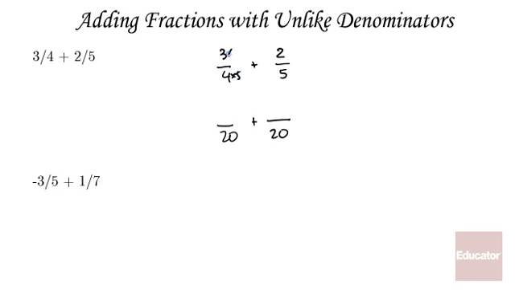So 4 times 5 is 20, so 3 times 5 is 15. 5 times 4 is 20, and 2 times 4 is 8. Now the denominator is the same, so you'll leave it the same, and 15 plus 8 is 23.